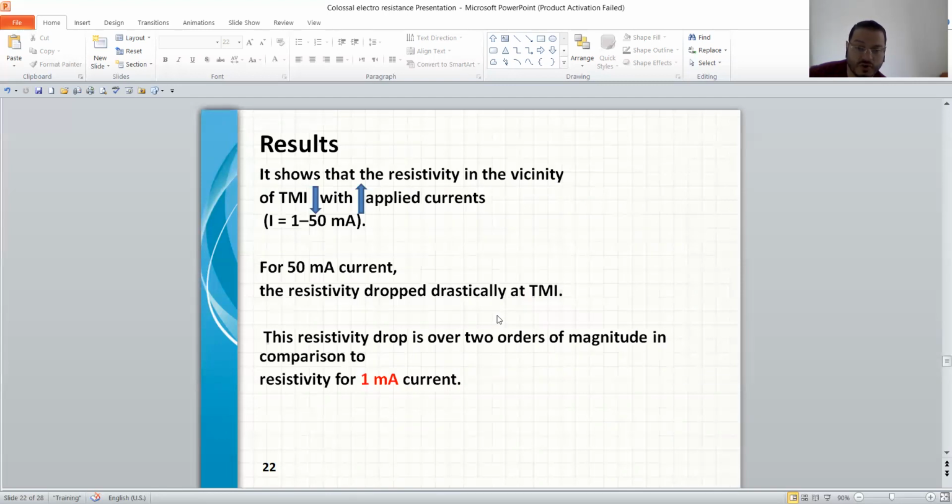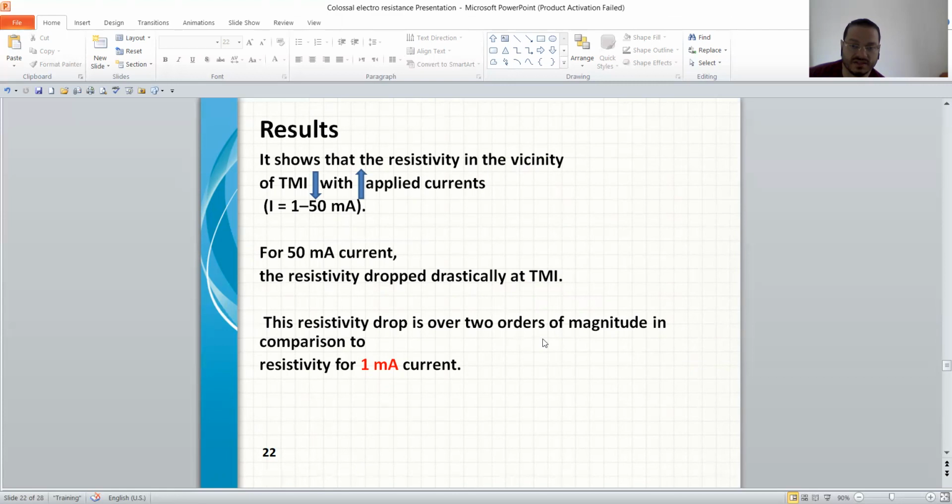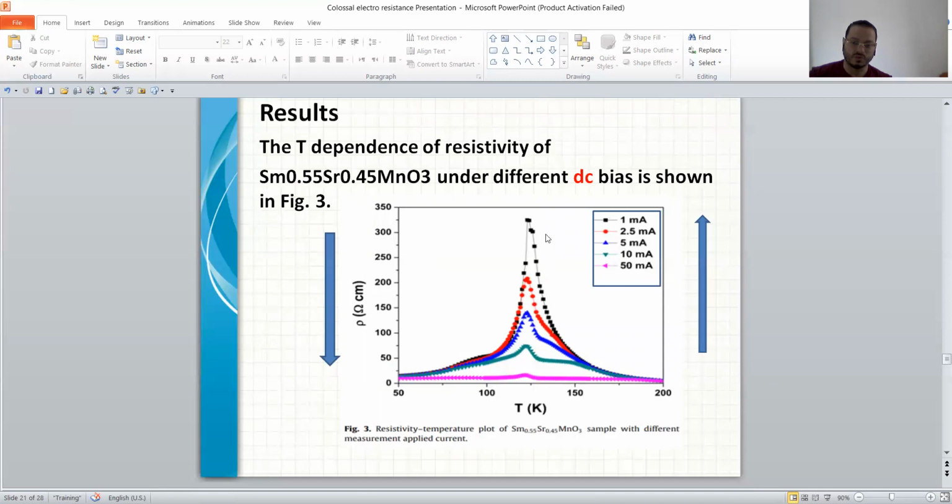The resistivity drop is over 2 orders of magnitude in comparison to the resistivity for 1 milliampere current. Like I said before, this is very important. And here, the resistivity drop is over 2 orders of magnitude in comparison to resistivity of 1 milliampere. It's a huge difference between these two cases, 1 milliampere and up to 50 milliampere, like we said before. The first one at 1 milliampere.